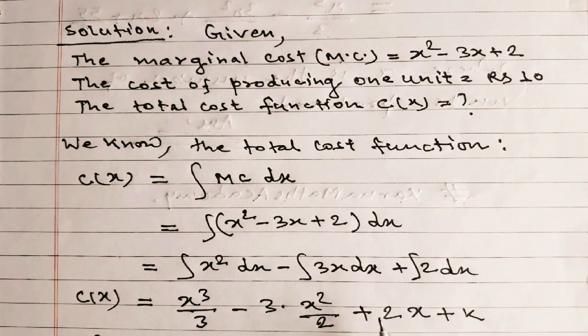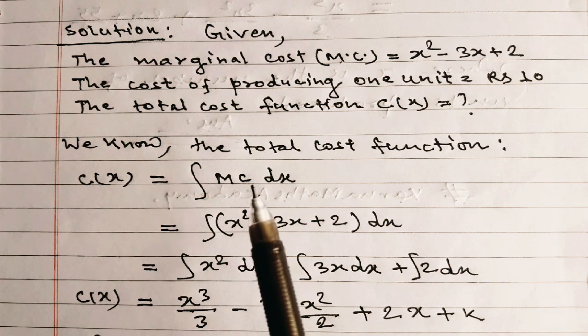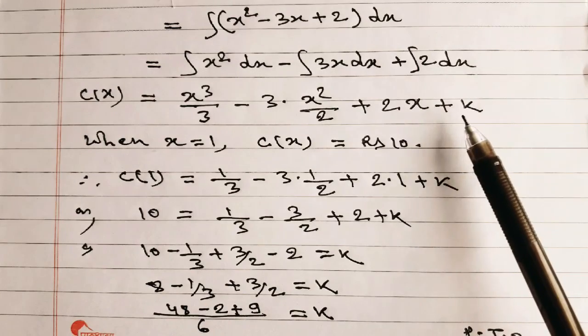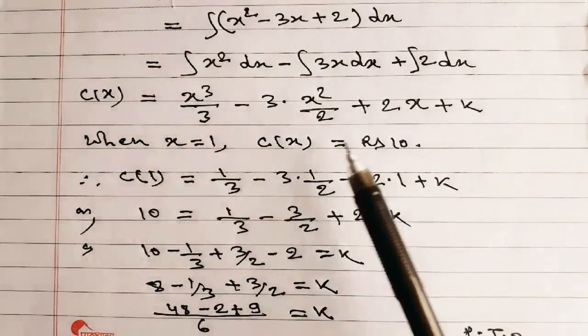2 means 2 into 1, 2 as it is. And integration of 1 is x because x derivative is 1, plus k. K is the constant of integration. So this is the total cost function. So total cost function is the antiderivative of marginal cost. To find the value of k, that means the constant term, the cost of production of 1 unit is given 10.